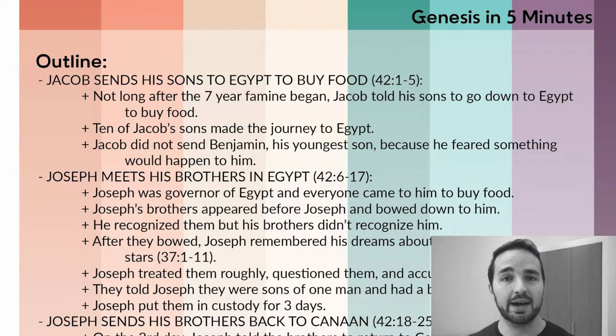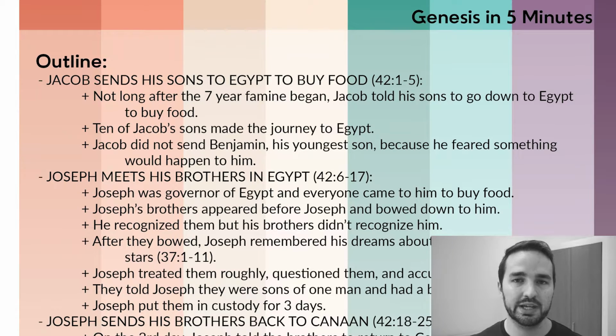So now let's tackle our outline. Section number 1, verses 1 through 5, Jacob sends his sons to Egypt to buy food. So not long after the 7-year famine began, things got a little difficult in Canaan. They were running out of food, and Jacob had heard that there was food in Egypt to be purchased. So he sent his 10 sons down to Egypt.